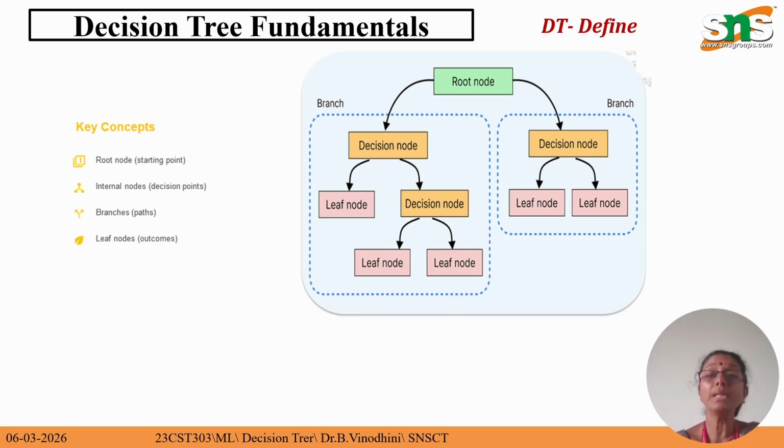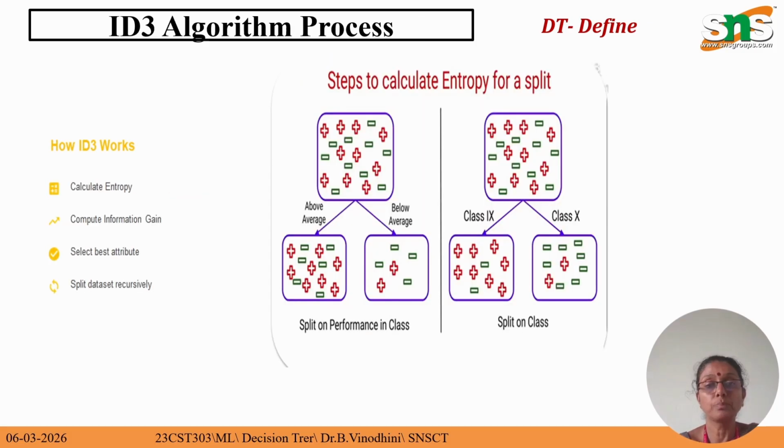What are the key concepts in the decision tree? The root node is the starting point. Next we have the internal nodes, which are the branches of the tree. Next we have the branches, which are the paths of the tree. Next is the leaf node. These are the basic key concepts in the decision tree. We have to split the attribute based upon those decisions. Our main objective is to select the most important attribute, and that attribute comes to the root node.